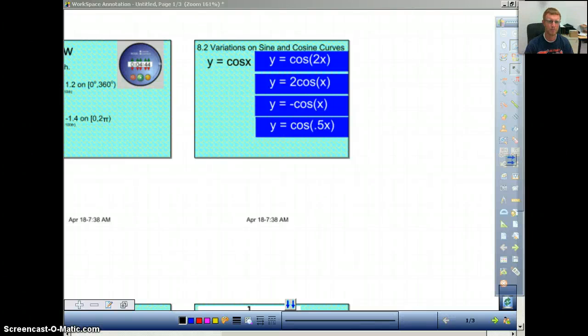All right, so we're doing 8.2, and what this is going to do is we are going to start to show variations of what a sine and cosine curve could look like. And this video shouldn't take that long. I just want to go through some basics right now.